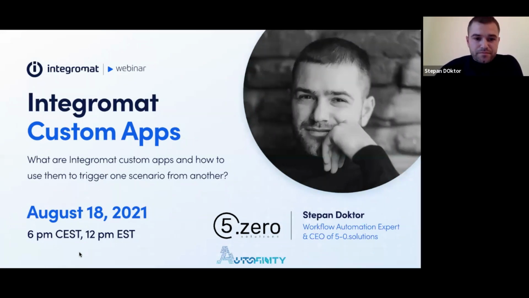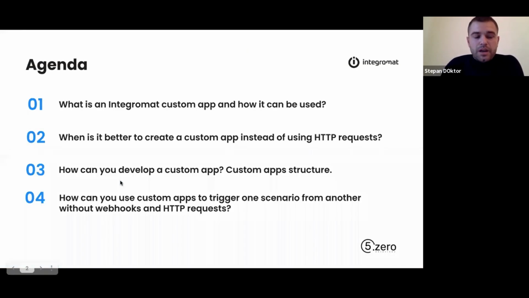And today, we'll have 4 topics, basically. First one is what is an Integromat custom application and how it can be used. Then we will talk about when it's better to create a custom application instead of using HTTP request. And a quick answer from me is here always. Then how can you develop a custom application, custom app structure, and how to create a trigger application to trigger another scenario.